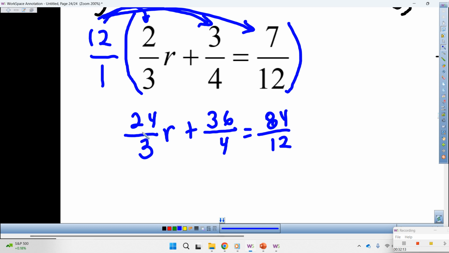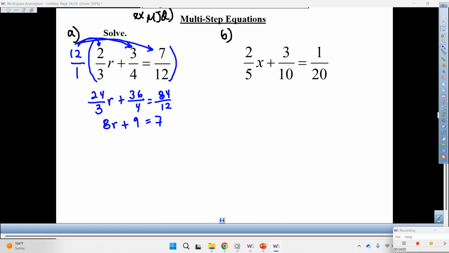The next step gets rid of all the fractions. What is 24 divided by 3? 8r. 36 divided by 4 is 9. And what is 84 divided by 12? 7. Do you know how to solve this kind of equation? Yes, finish it off, please. All right, let's see. From there, we said, we know how to do these, Mr. Q.